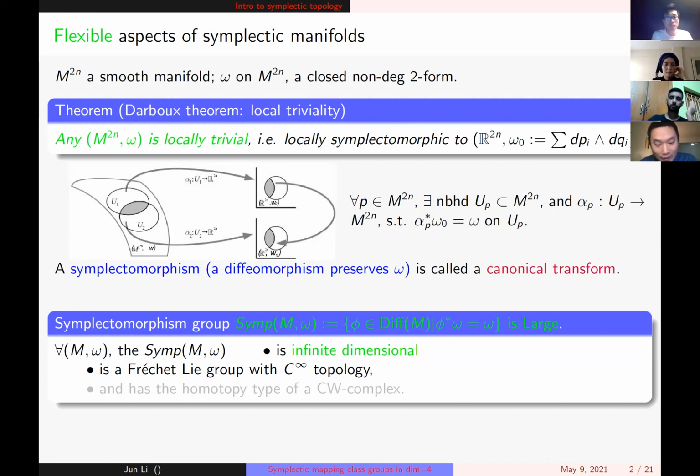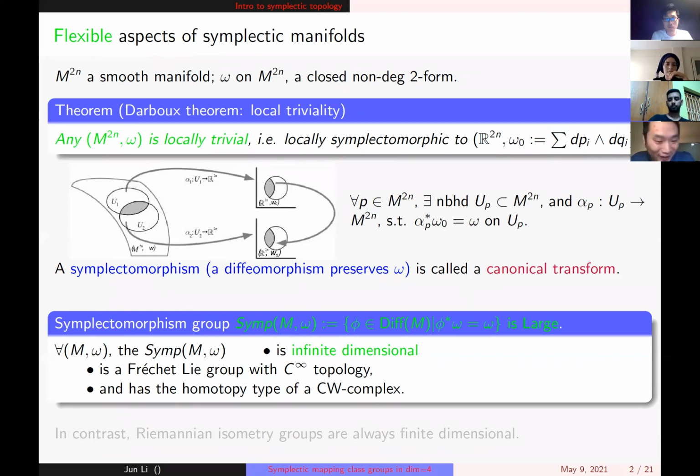This kind of object is in general complicated. But on the other hand, a theorem of Milnor says that this big group has the homotopy type of a CW complex, so it's at least still understandable topologically. It's worth remarking that in contrast to Riemannian geometry, where the symmetry groups are finite dimensional, here we do have a large flexibility.